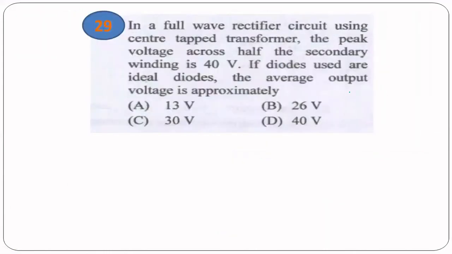Okay, this is with respect to a very simple question of full wave rectifier circuit with a center tap transformer, and if the peak voltage across half the secondary is 40 volts, and if the diodes used are ideal diodes, the average output voltage is 40 volts.